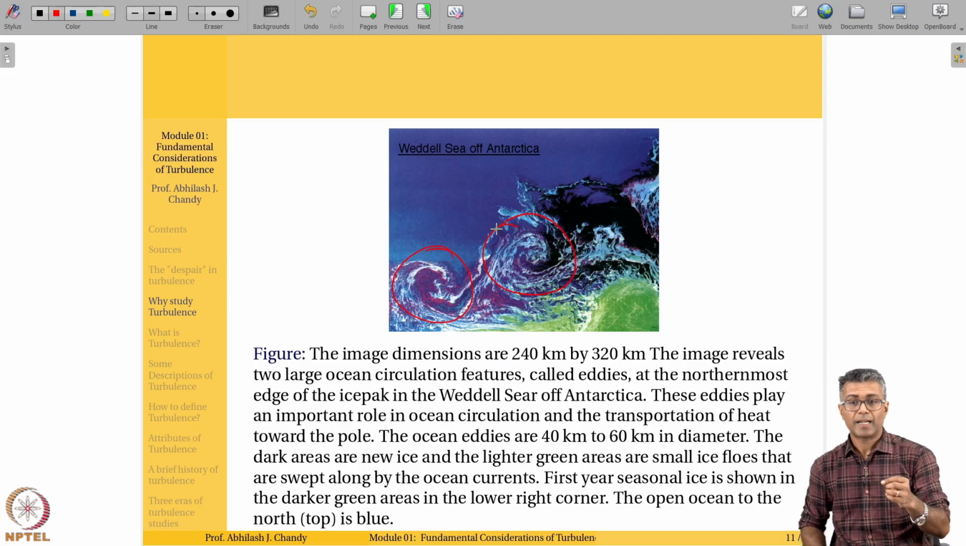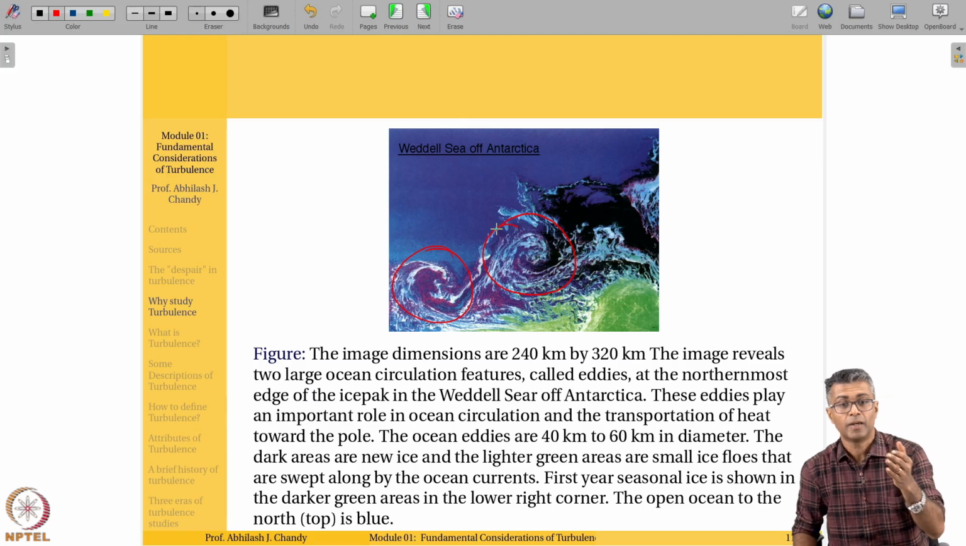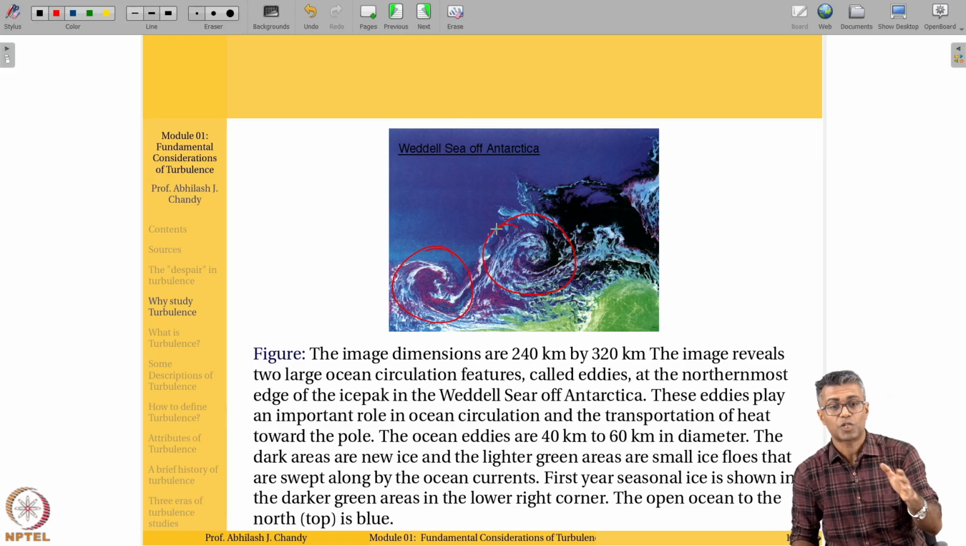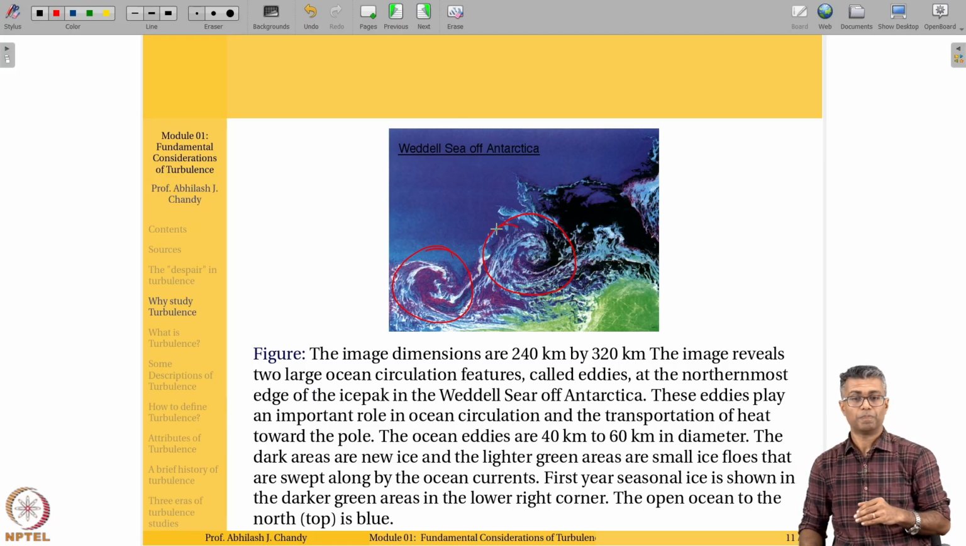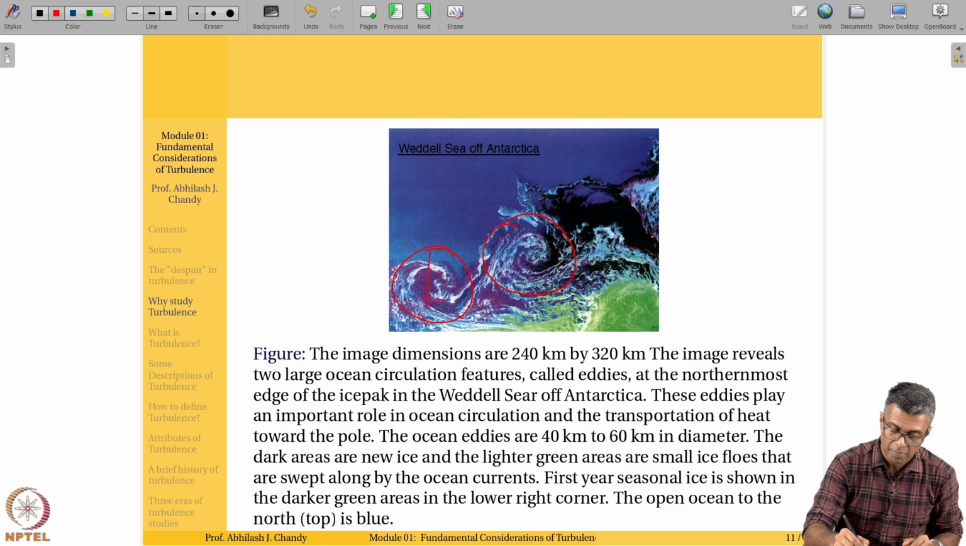Now, this is at the northernmost edge of the ice pack in the Weddell Sea of Antarctica. These eddies play an important role in ocean circulation and the transport of heat toward the pole. The ocean eddies are 40 kilometers to 60 kilometers in diameter. So this diameter is approximately 40 kilometers.